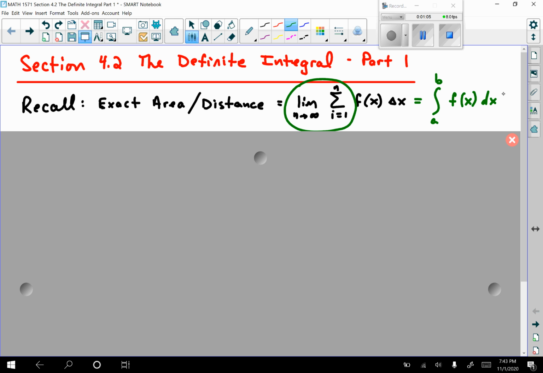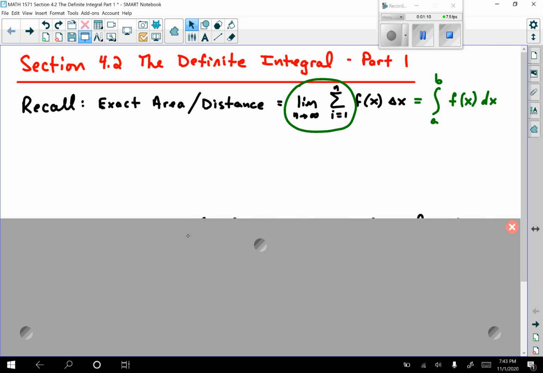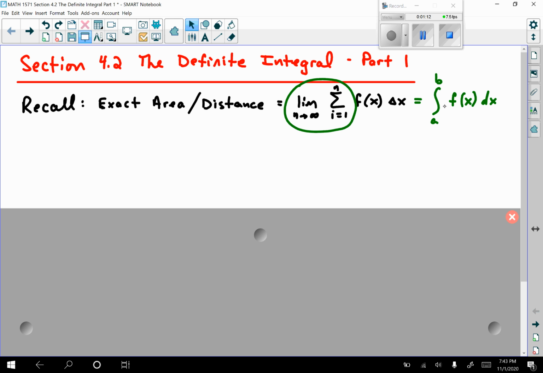We call this the definite integral. We're also going to have something called the indefinite integral, and all that means is we don't have any a's and b's up here. A definite integral means we have a definite closed interval that we're evaluating this integral from.